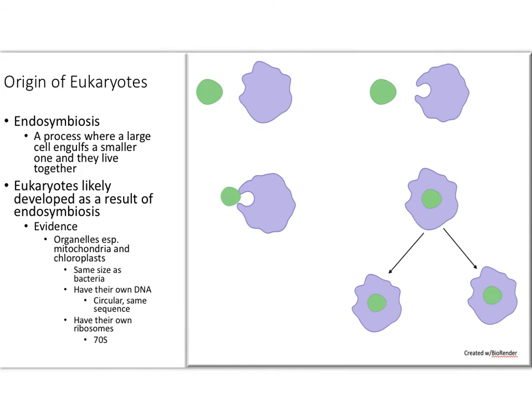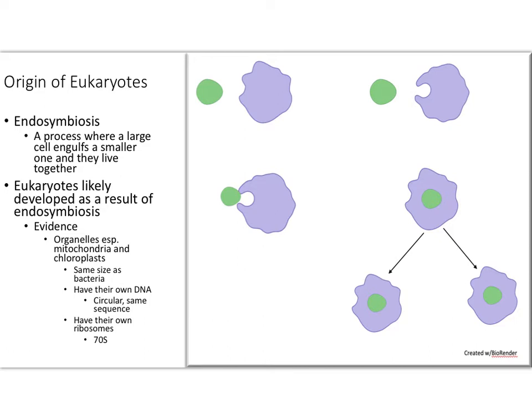So endosymbiosis itself is a process in which a large cell engulfs a smaller one and they live together. This process appears to have occurred several times throughout the history of life on Earth. And it was this process of a large cell engulfing a smaller one and them managing to live together successfully that appears to have led to the development of eukaryotes.